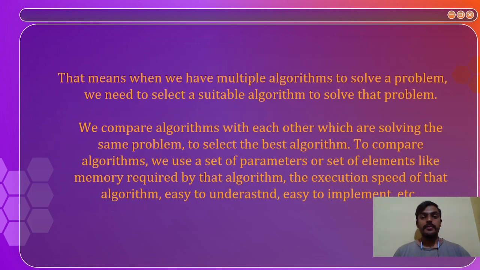That means we have multiple algorithms to solve a problem. We need to select a suitable algorithm to solve the problem. We compare algorithms with each other which are solving the same problem to select the best algorithm. To compare algorithms, we use a set of parameters or set of elements like memory required by the algorithm, the execution speed of that algorithm, easy to understand, easy to implement, etc.